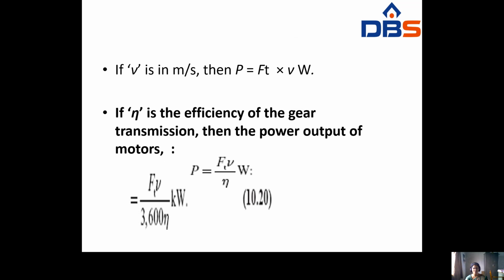If V is in meters per second, if you take velocity in meters per second, then the power P is equal to Ft into V watts.